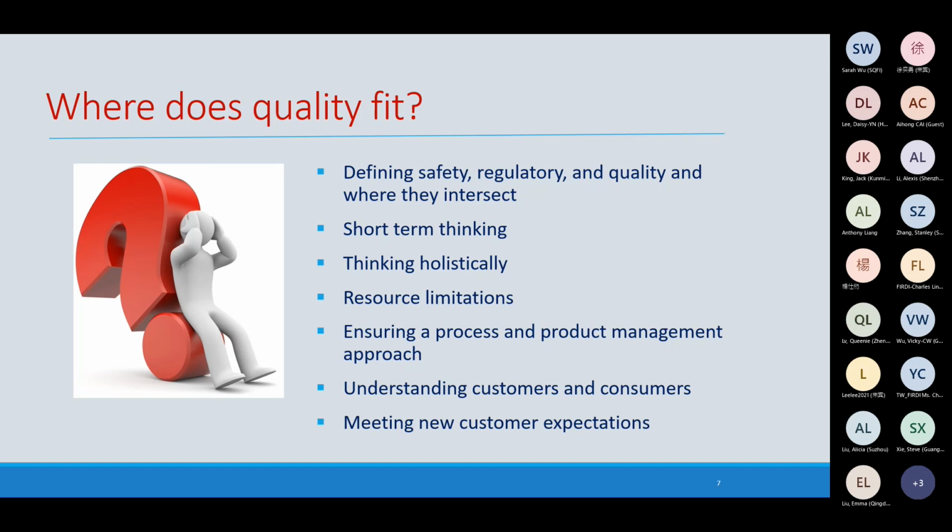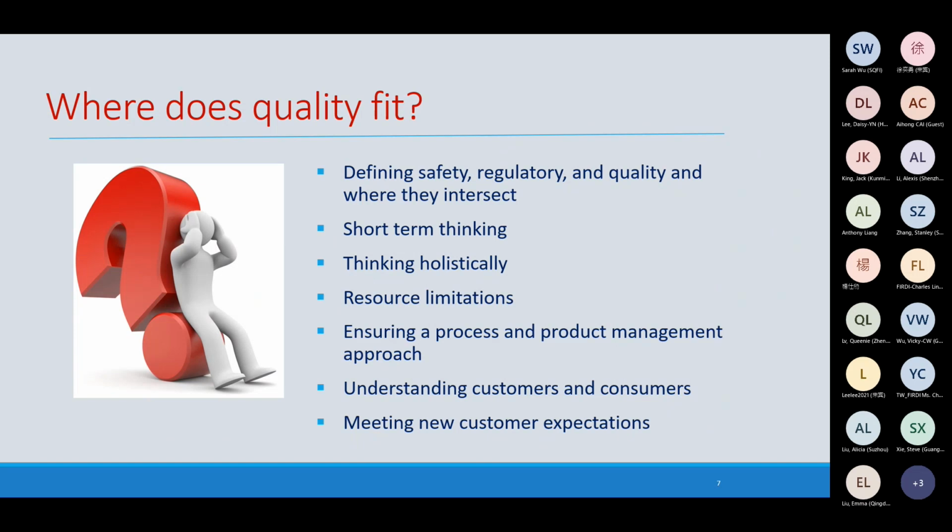Sometimes there is short-term thinking. They're only thinking about getting production out. They're not necessarily thinking about maintaining the quality or improving the quality of the product, as long as they can get the product out the door. They don't necessarily think holistically about how to combine their food safety, their regulatory, their environmental, and the quality requirements. Sometimes there are resource limitations within a site that limit their ability to improve their quality.